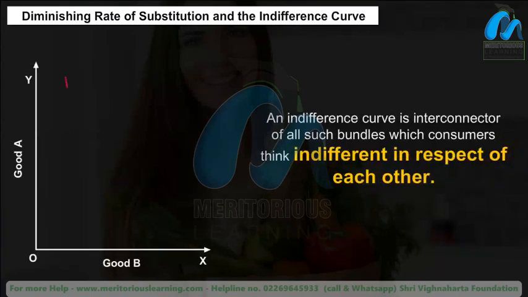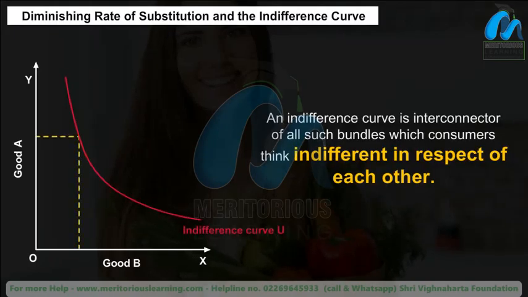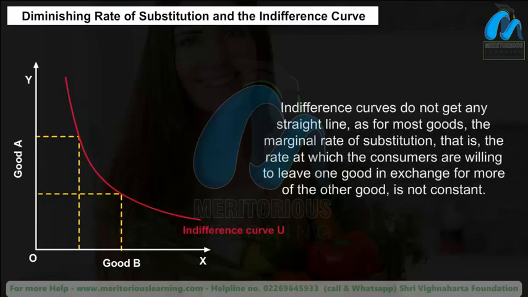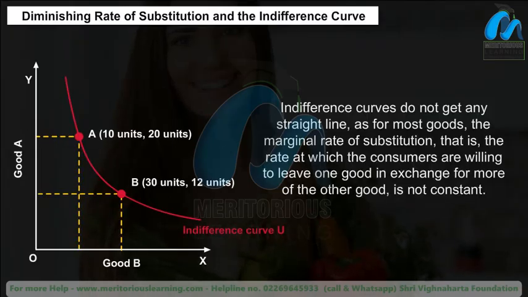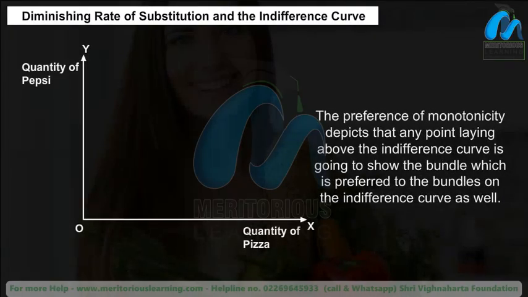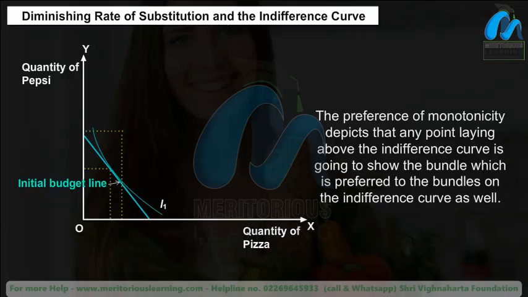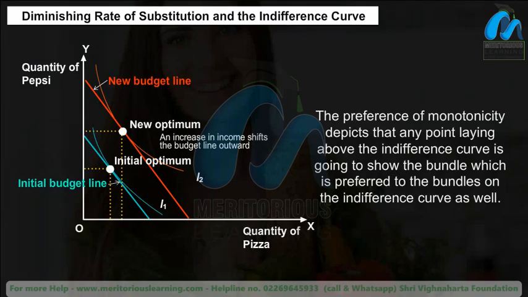An indifference curve is a connector of all such bundles which the consumer thinks are indifferent with respect to each other. Indifference curves are not straight lines, as for most goods the marginal rate of substitution, that is, the rate at which consumers are willing to leave one good in exchange for more of the other good, is not constant. The preference of monotonicity depicts that any point lying above the indifference curve shows a bundle which is preferred to the bundles on the indifference curve as well.